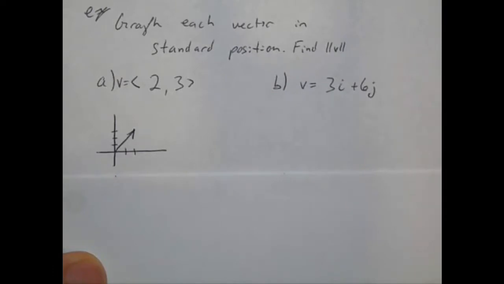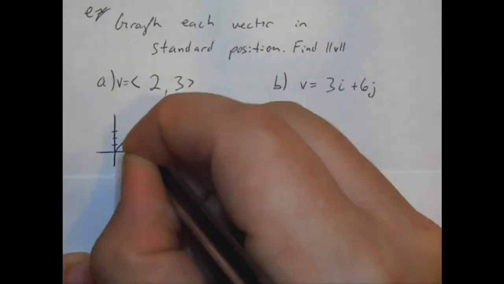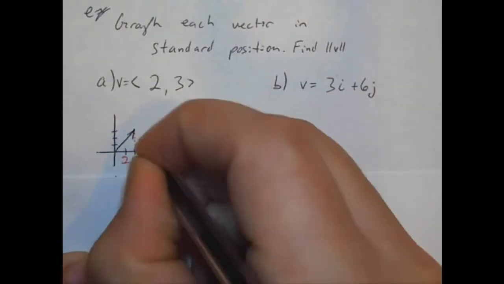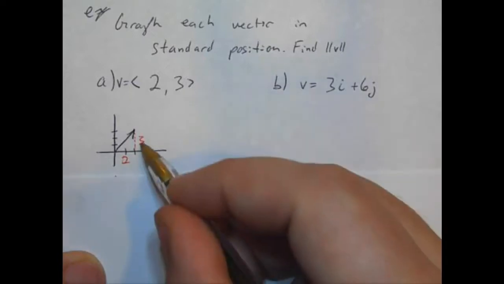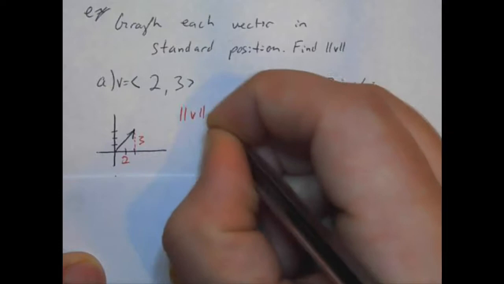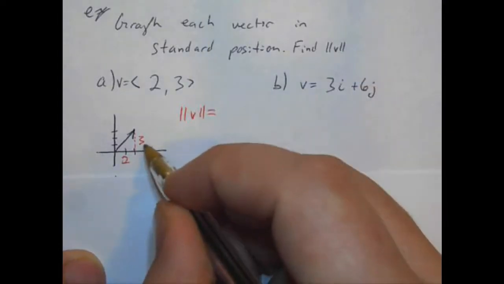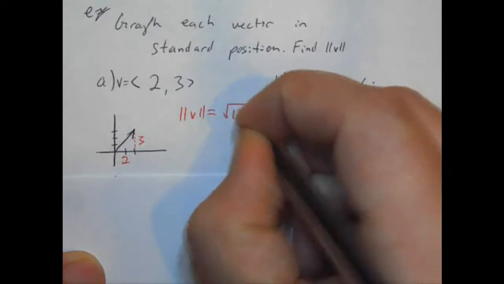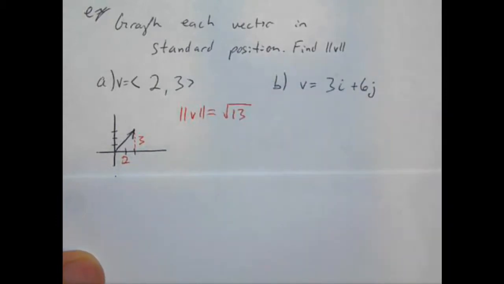Well, in order to find the magnitude, if you make this a triangle, like we were doing for the past two chapters, this is over 2, up 3. So to find the magnitude, it's just the length of the vector. So the length of this vector, you can just do Pythagorean theorem. So you have 4 plus 9 is 13. Take the square root of that, and that is the magnitude of your vector. Happy day.